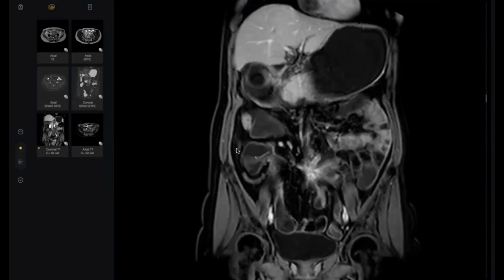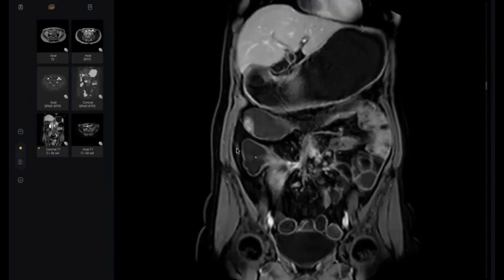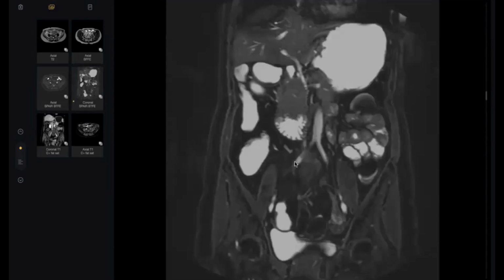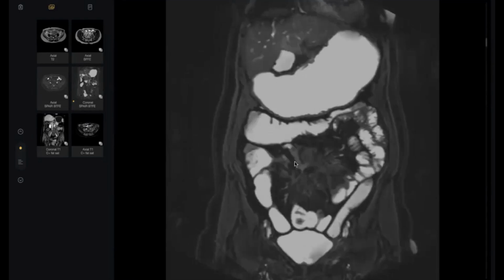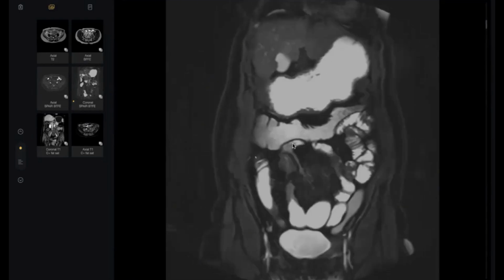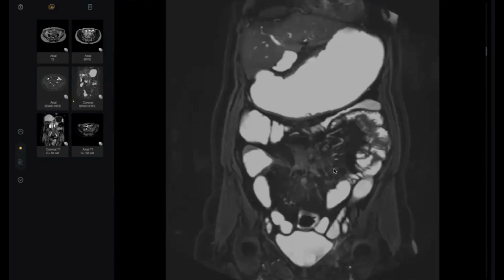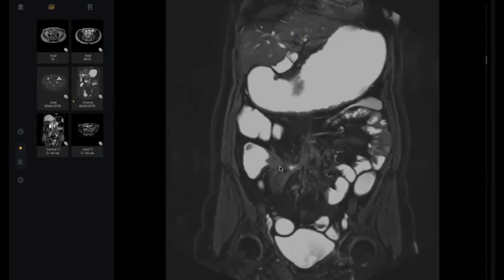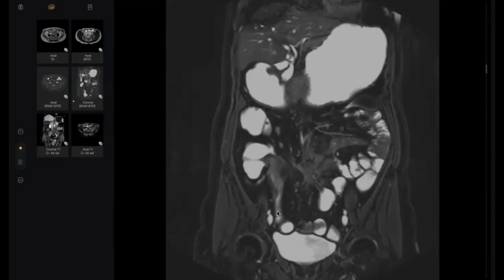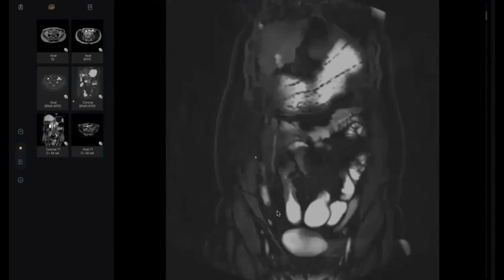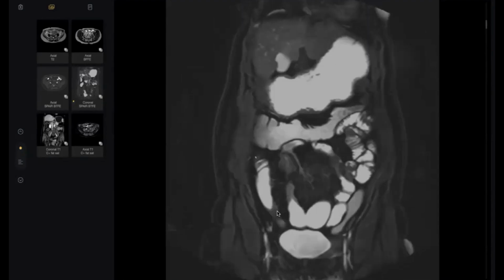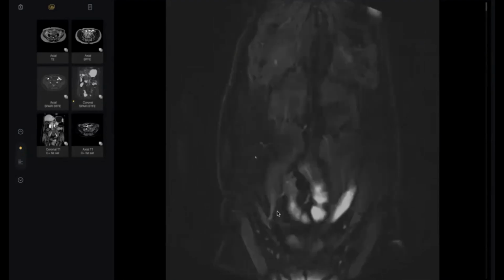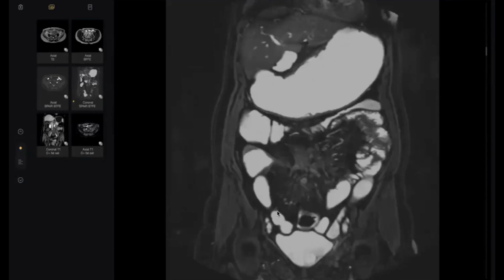Second, look at the wall itself. Multiple skip lesions. And compare all the sequences with each other. See, there are tracks. This is track. And what else? Thickening. It may look like tethering or desmoplastic reaction of the carcinoid, but this is not the issue. The small bowel here is highly inflamed.